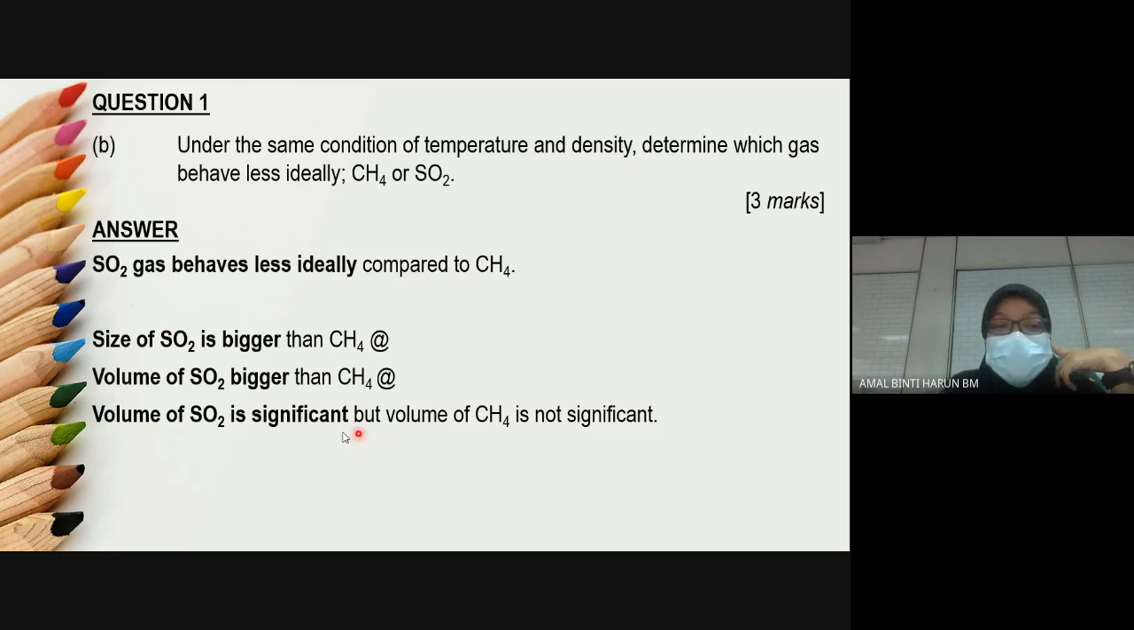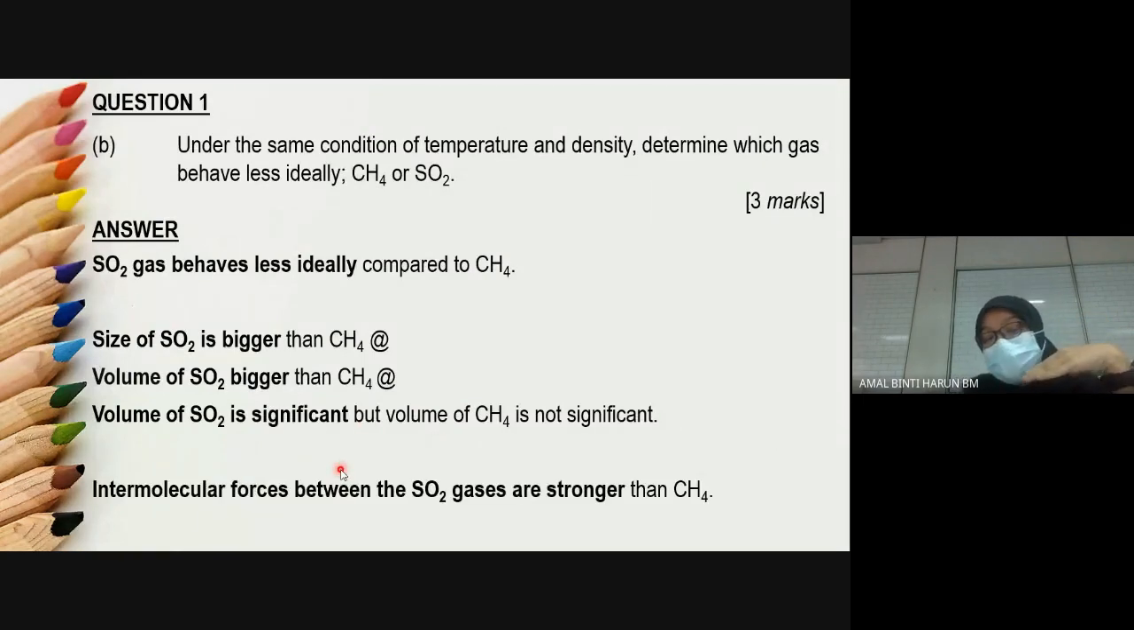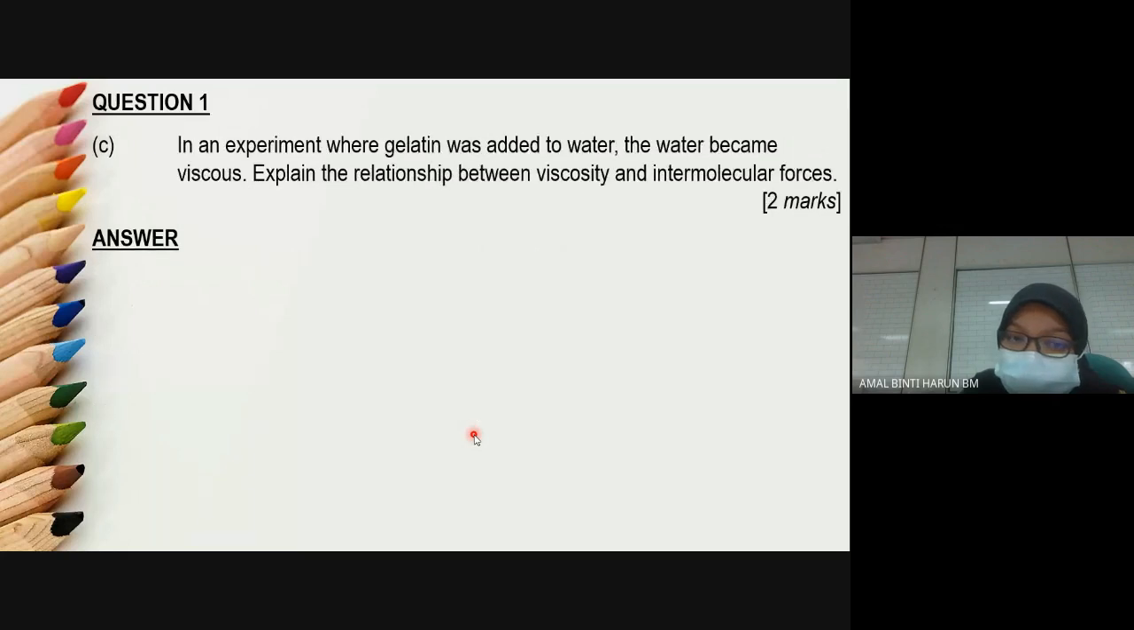So we can say SO2 moves away from ideal, or that SO2 is a real gas, or deviates significantly from the ideal gas, because the main factor is size. Size is related to the volume. Remember the two assumptions for an ideal gas: volume is negligible, and molecular forces are also negligible.